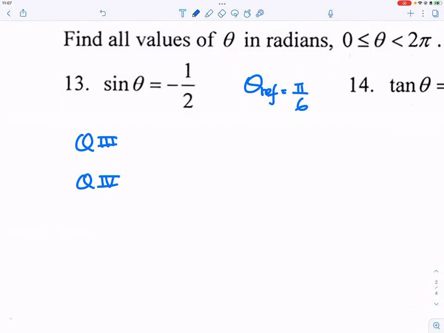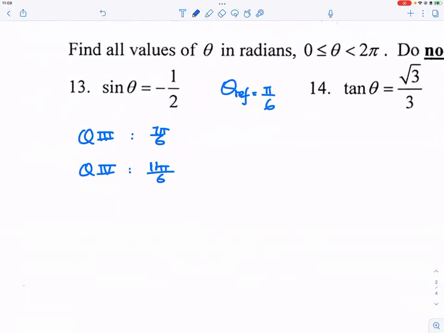Pi over 6, right? So there are a couple ways you can do it. You can do it the reference angle way. You figure out the quadrants, you figure out the reference angle. So you'd say, quadrant 3, that means it must be 7 pi over 6. And quadrant 4, it must be 11 pi over 6. Or you can just use your knowledge of the unit circle. You ask, what's the y value of -1/2? They will be in quadrant 3 and quadrant 4. Just obtain these two angles, then you've got the two answers.